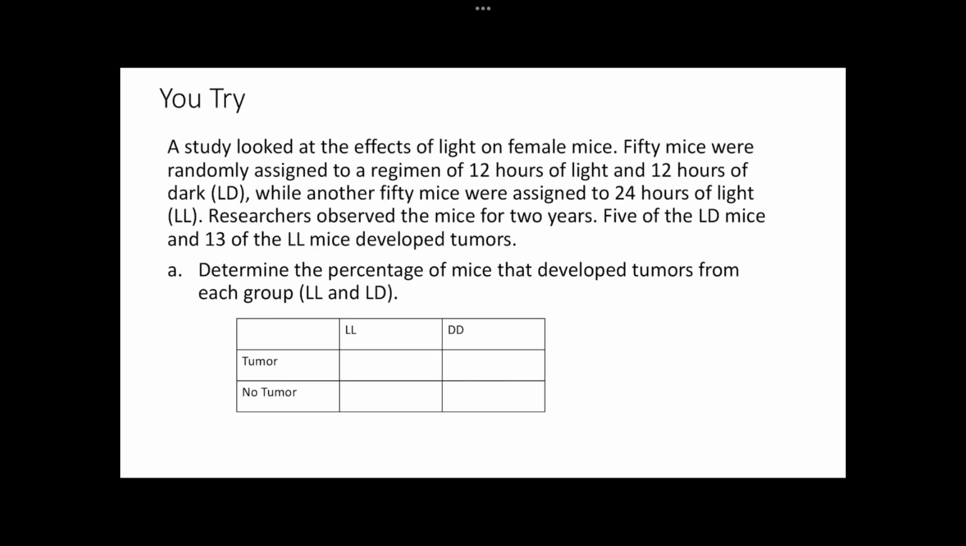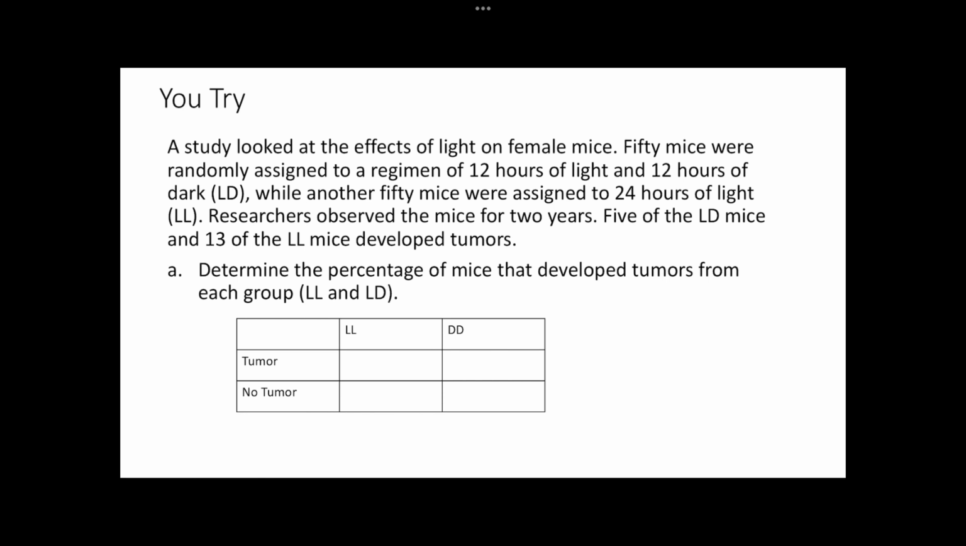Let's look at an example. A study looked at the effects of light on female mice. 50 mice were randomly assigned to a regimen of 12 hours of light and 12 hours of dark, the LD group, while another 50 mice were assigned to 24 hours of light, the LL group. Researchers observed the mice for 2 years.